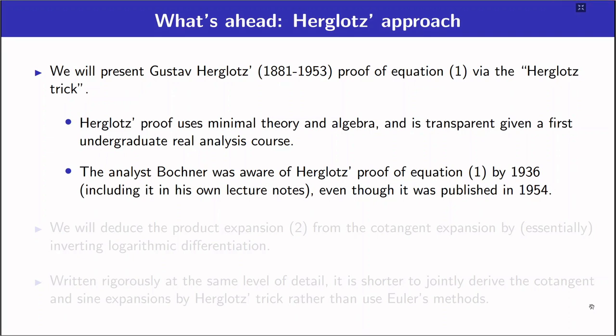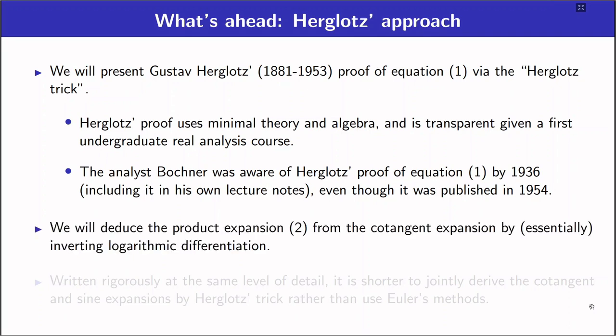The analyst Bochner was made aware of the argument by 1936, though it didn't appear in published form until 1954. In contrast to Euler, Herglotz derived the cotangent expansion, then derived the sine expansion by basically inverting logarithmic differentiation.